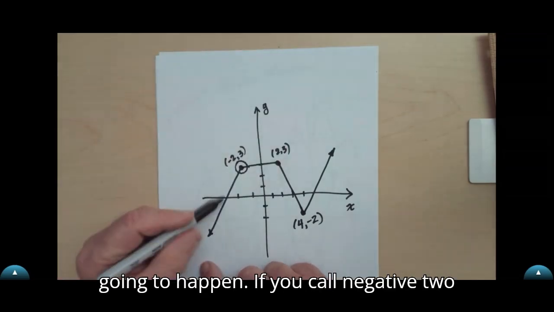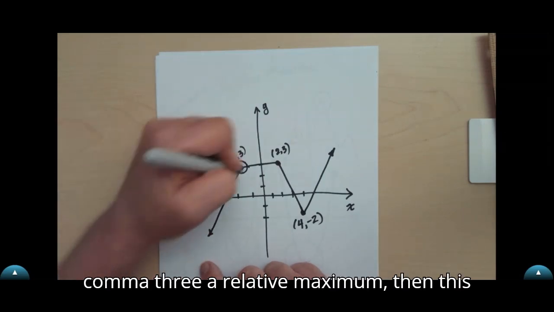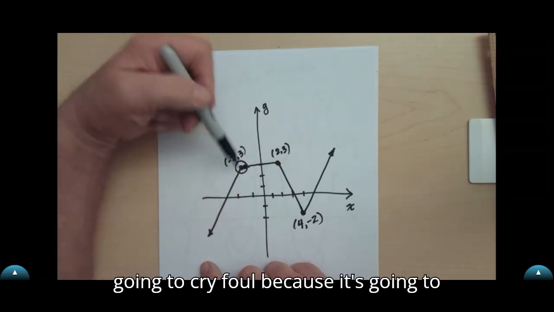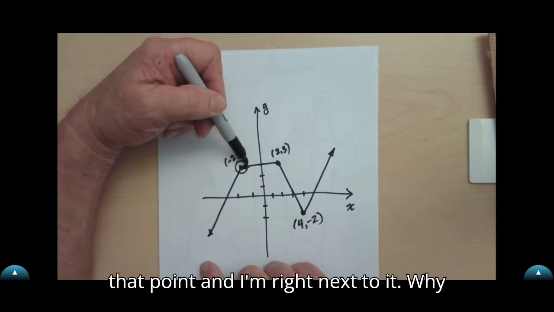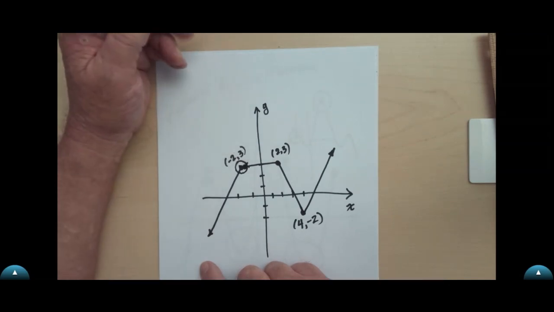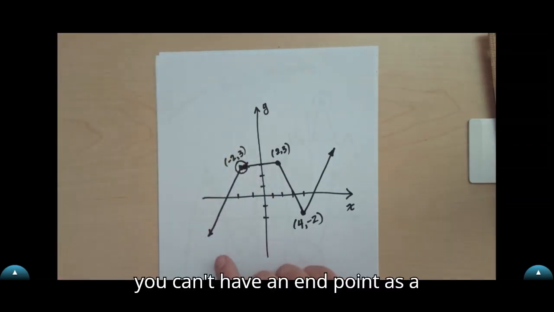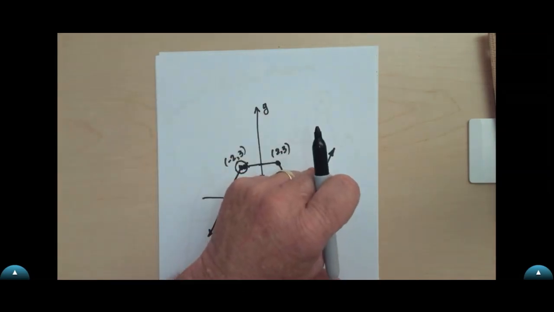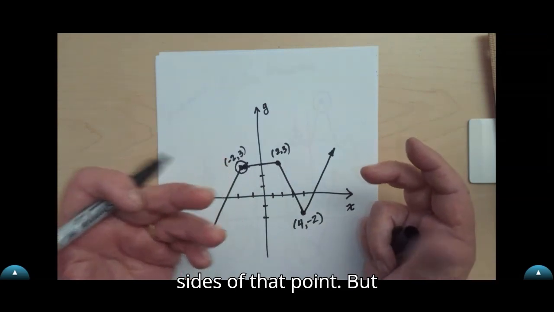And so you know what's going to happen. If you call -2, 3 a relative maximum, then this point here, whatever that point is, is going to cry foul because it's going to say, I'm just as high up on the graph as that point and I'm right next to it. Why don't I get to be a relative maximum? So the point is, you can't have an end point as a relative maximum or minimum because you've got to have points on both sides of that point.